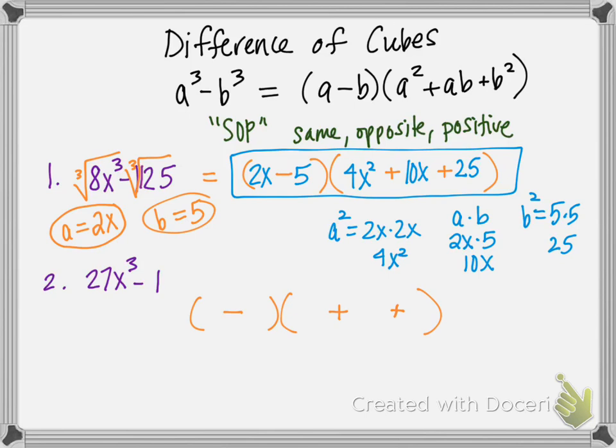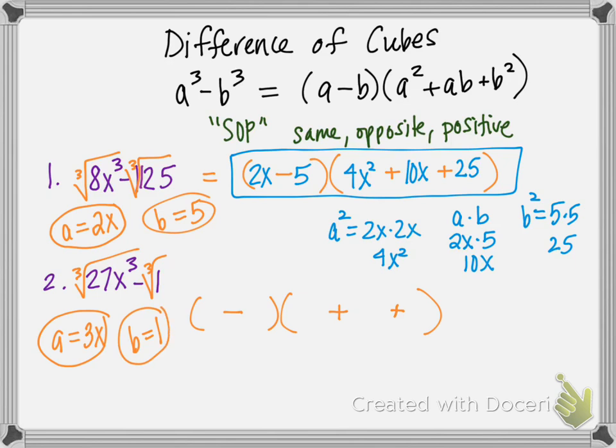How do I get a? Take the cube root of the first term. So what odd number can I multiply by itself 3 times and get 27? That would be a 3. And then the cube root of x to the third is just x. Then I take the cube root of the second term to get b. So the cube root of 1 is just 1.